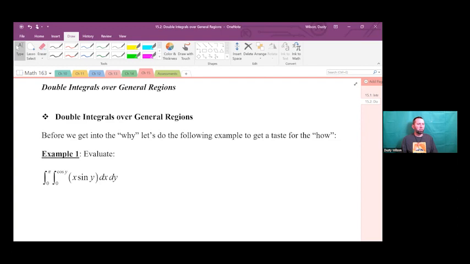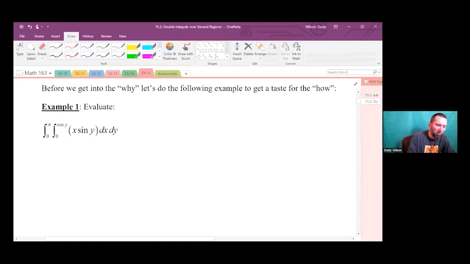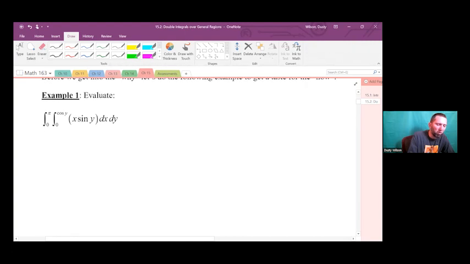Example 1. Let's evaluate the double integral from 0 to pi and 0 to cosine of y of x sine y dx dy. Notice that this is an iterated integral. We have bounds in our integrals, but notice also that there is a variable y in one of these limits of integration. So without trying to overthink it, let's just work through this question and see what happens.